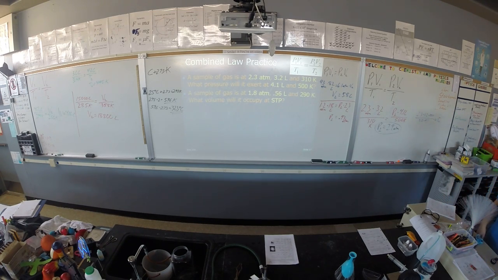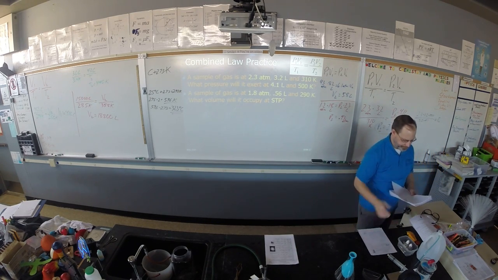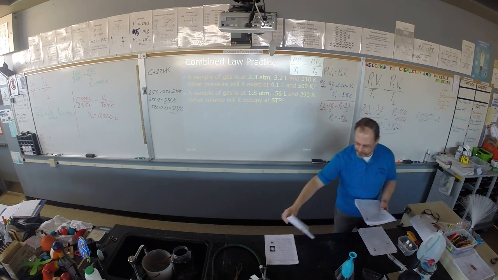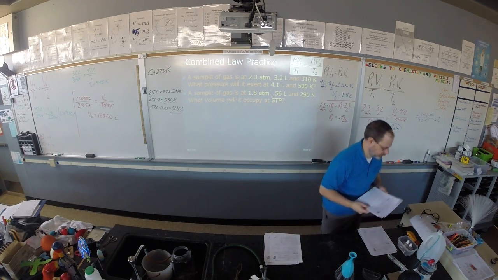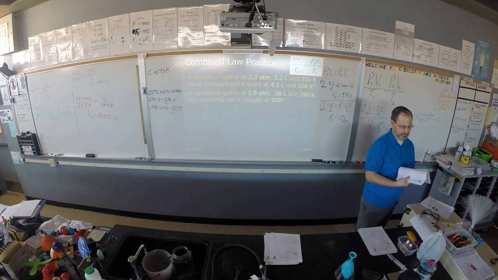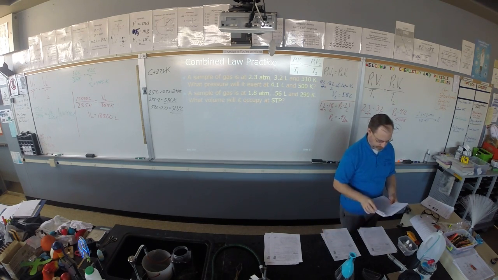All right. A sample of gas at 1.8 atmospheres, 0.56 liters, and 290 Kelvin. What volume will it occupy at STP? Standard temperature is 273.